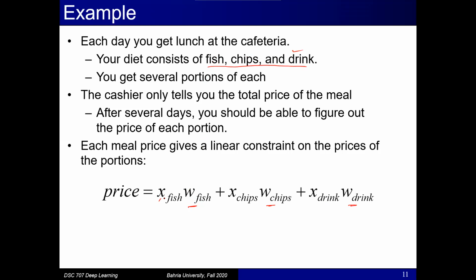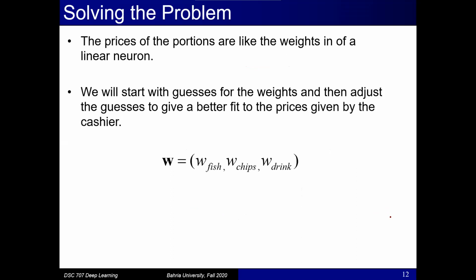X is the number of portions you order, right? So maybe 2 portions of fish, you don't know the price, plus 3 portions of chips, you don't know the price, and then maybe 4 drinks, but you don't know the price. All you know is the total price, whatever the cashier tells you. Now suppose you want to guess what could possibly be the prices of these three items. These three prices are like the weights in a neural network. You can correlate them with the weights that I just showed you in the previous slides.